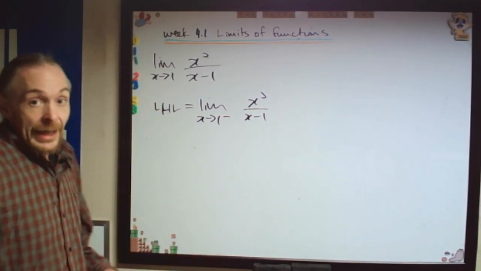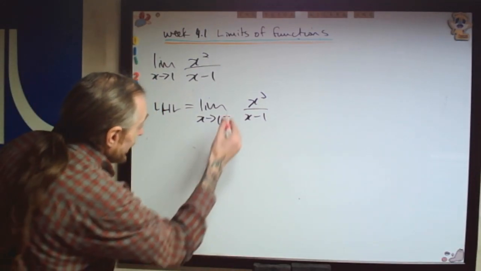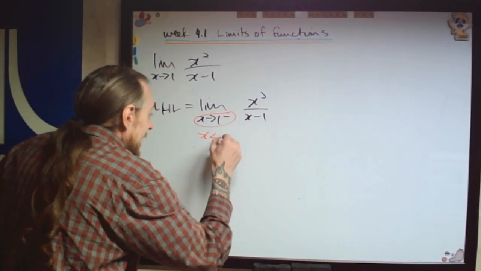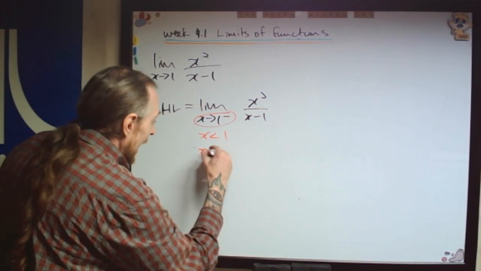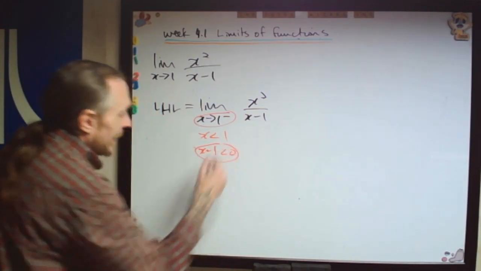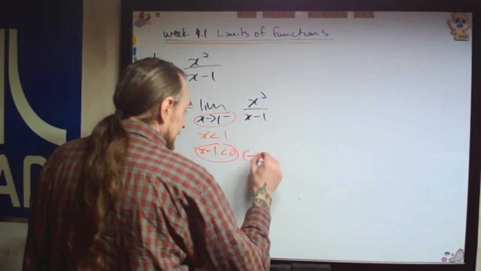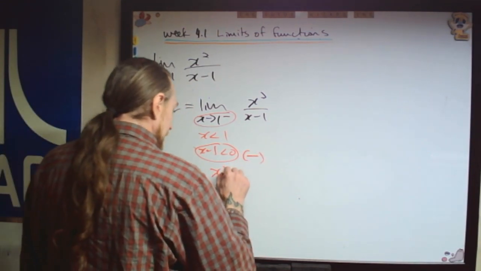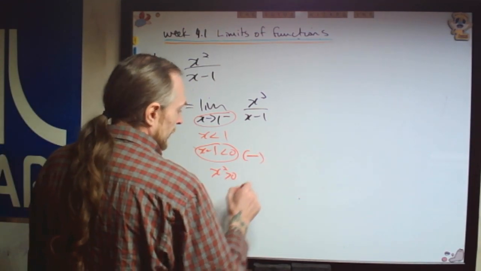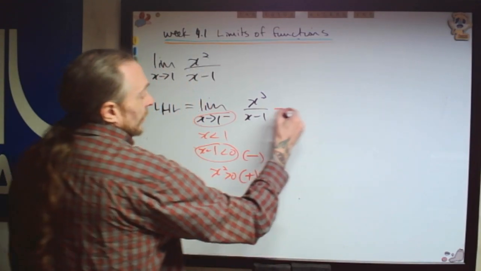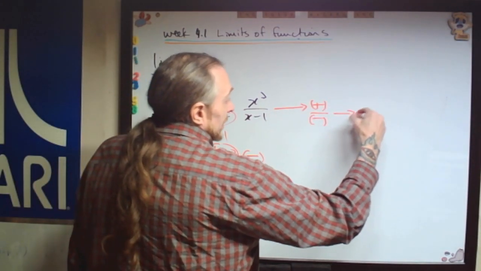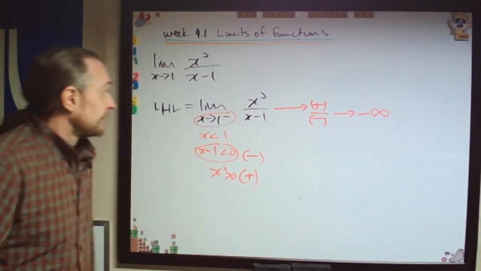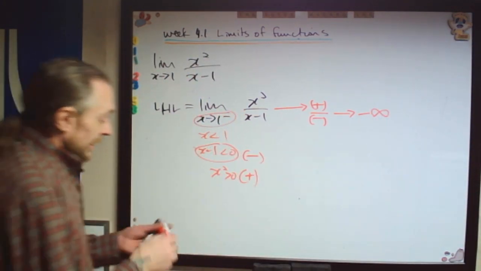Why do I do that? Because that now gives me an inequality. This tells me x is less than 1. So then I can build this piece that I need: x minus 1 is less than 0. I just need the sign of it. So this is negative. And x squared is always positive. So I'm approaching a positive over a negative, which says I'm approaching negative infinity. When I approach from below, I'm approaching negative infinity.